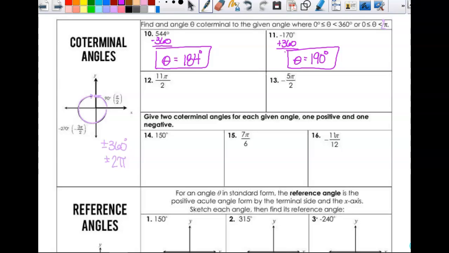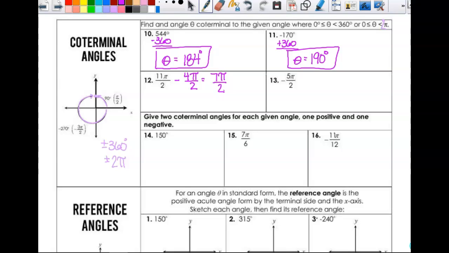Makes sense? Okay, so is 11 pi halves more or less than 2 pi? It's more. So I'm going to have to subtract 2 pi or subtract 4 pi halves. That's going to leave me with 7 pi halves. Does 7 pi halves fall between 0 and 2 pi?